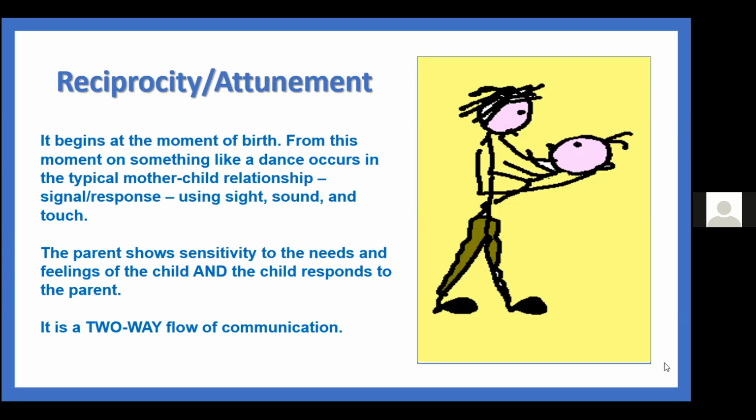And the parent would be showing sensitivity to the needs and feelings of the child, and the child would then be responding to the parent. So it's quite a nice way of sharing that idea of an attachment cycle with parents, talking to them about reciprocity and attunement and being responsive to the child's needs. Because it's essentially talking about it as a two-way flow of communication. And we know that in interactions where there's reciprocity, a person can both affect and be affected by the other because they're in tune with each other.